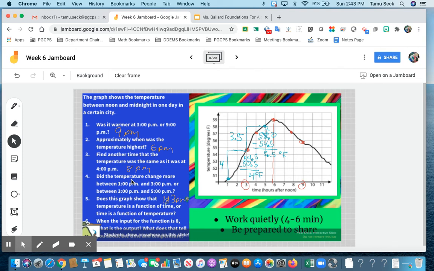Does the graph show the temperature is a function of time or that time is a function of temperature? So it shows that temperature is a function of time because each input has exactly one output. I can't read the last question.